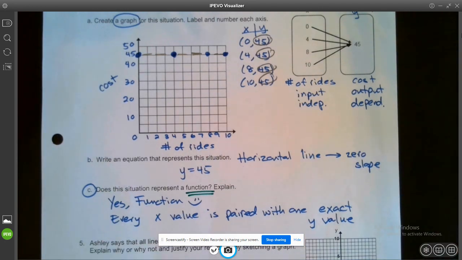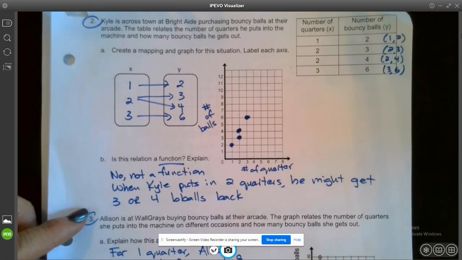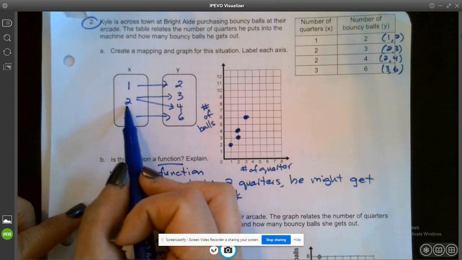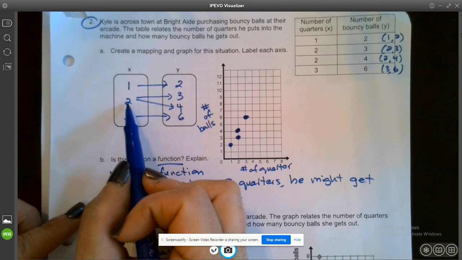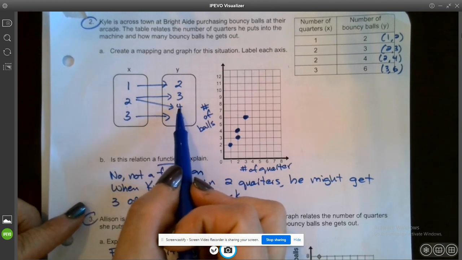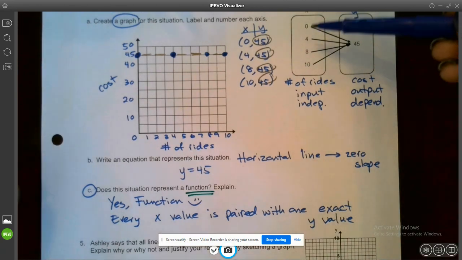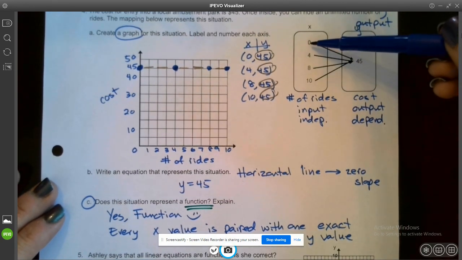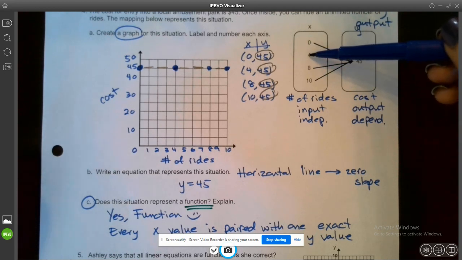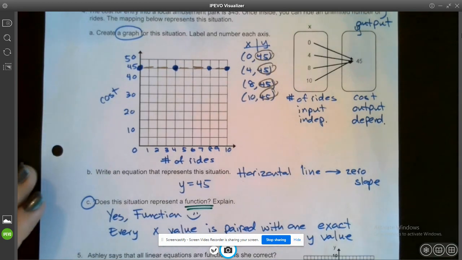Let me go back to Kyle's situation with the bouncy balls. The problem was that for every x value, it is not linked to one specific y value. So when he put in 2 quarters, he could have gotten 3 or 4. In this case, every x value relates to one exact y value. We know that if you ride 4 rides, it's going to be 45. It's not going to vary. That's what makes it a function.